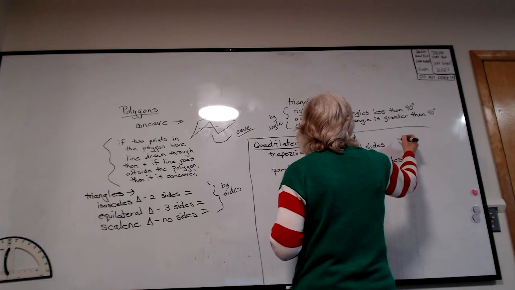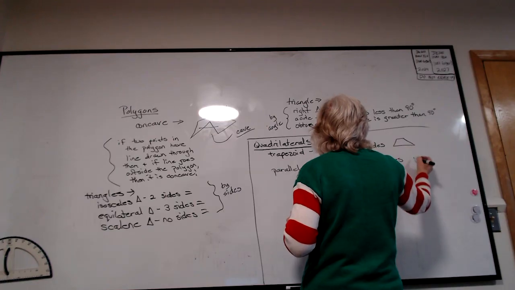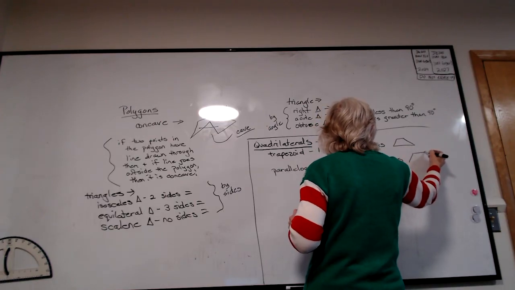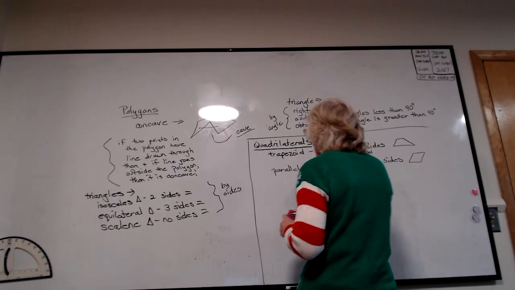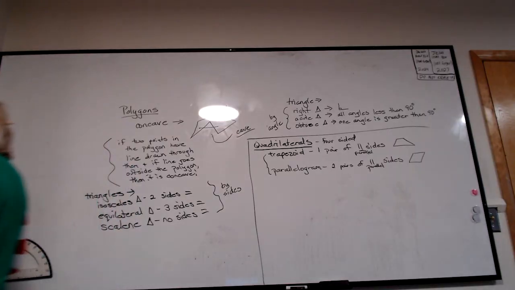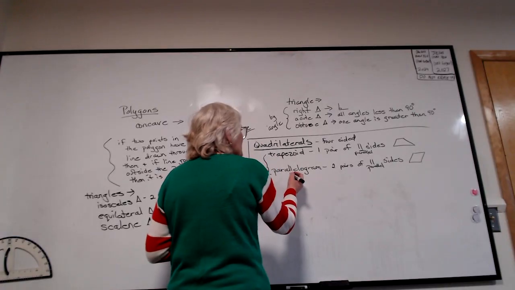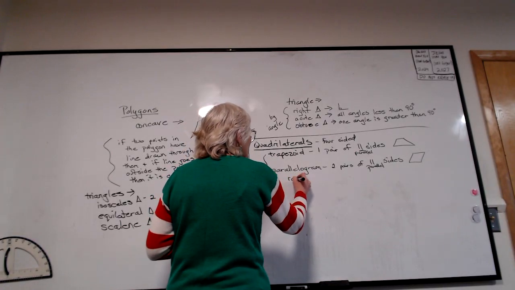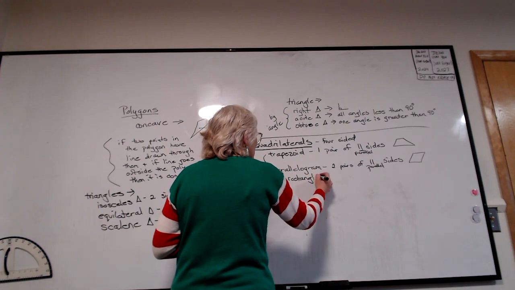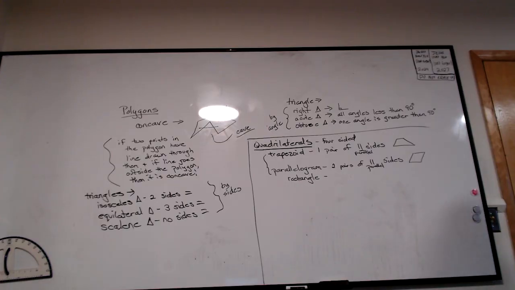Okay, so here I'll draw a picture of this one. This is an example of a trapezoid. This is an example of a parallelogram. So parallelograms fall under trapezoids because they just have one more pair of parallel sides. And then under parallelograms, we have rectangles. How is a rectangle different than a parallelogram? What does it have to have besides two pairs of parallel sides? All 90-degree angles.